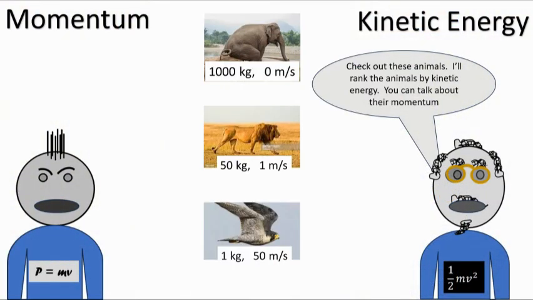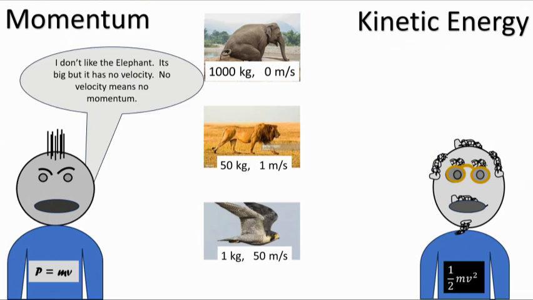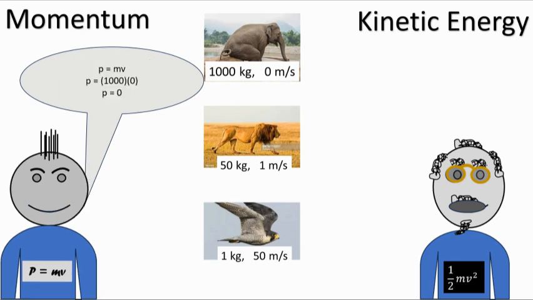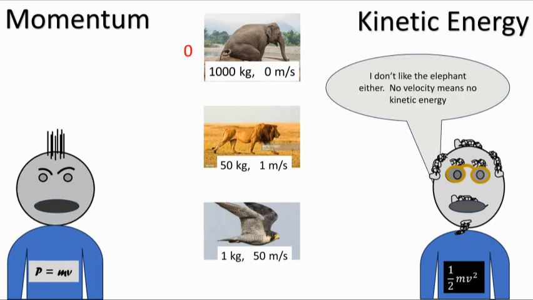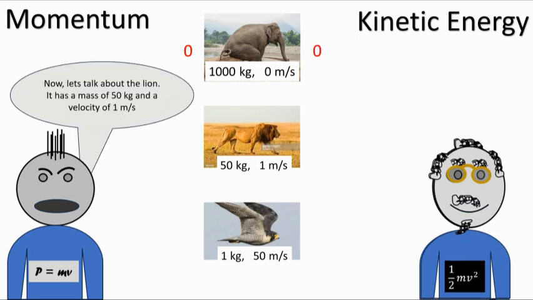I'll rank the animals by kinetic energy. You can talk about their momentum. I don't like the elephant. It's big, but it has no velocity. No velocity means no momentum. See, 1,000 times 0 is 0. I don't like the elephant either. No velocity means no kinetic energy. 1/2 of 1,000 times 0 is just 0.